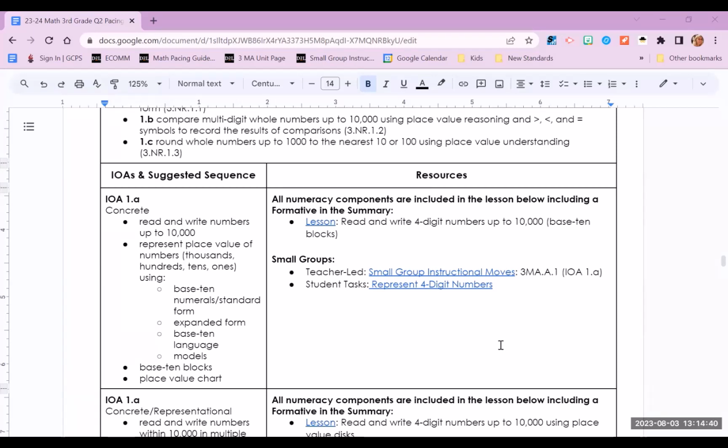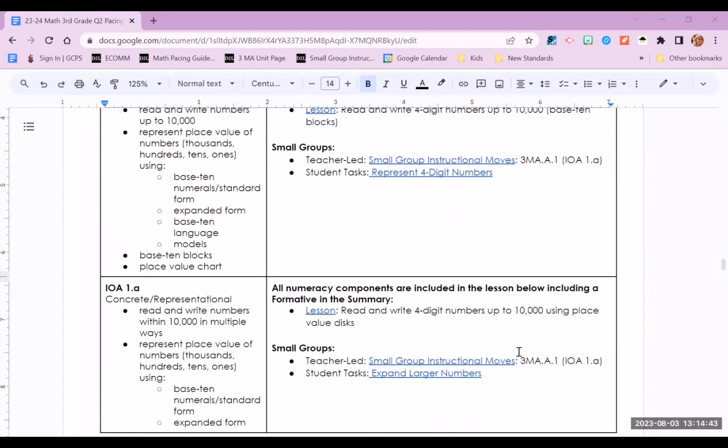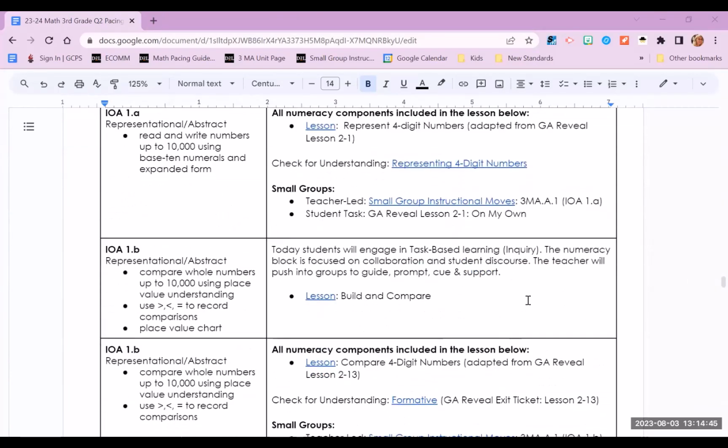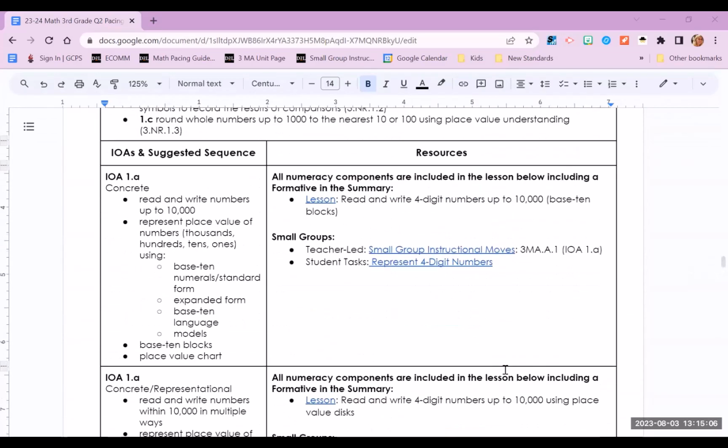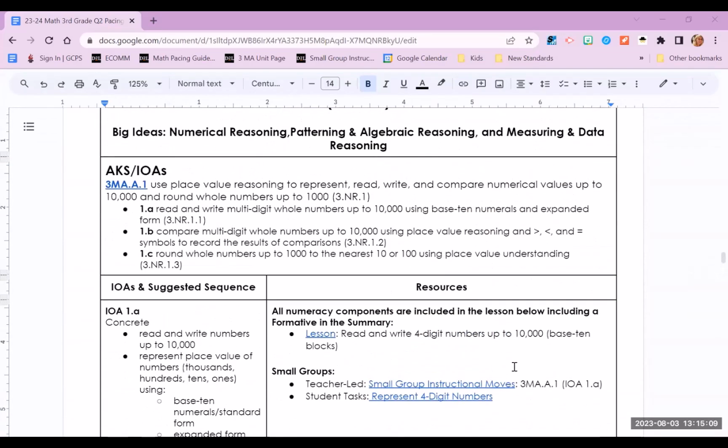On other days, you may notice a task-based lesson, which is your full numeracy block for that day, such as this one for IOA 1B. You will also see resources from the Georgia DOE website, along with lessons from Georgia Reveal, our newly adopted resource. As you can see, we begin Unit 4 with AKS 1 and IOAs 1A, 1B, and 1C. This is for a suggested 10 days.